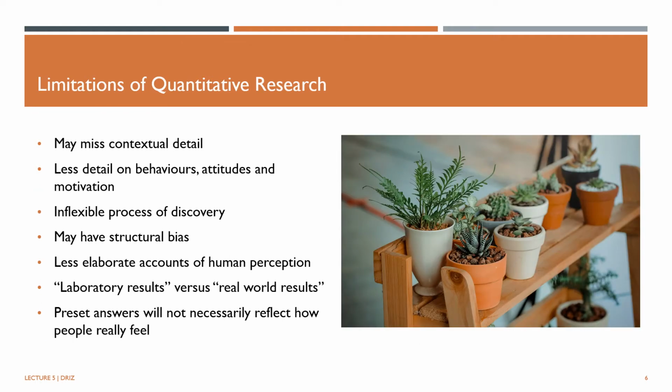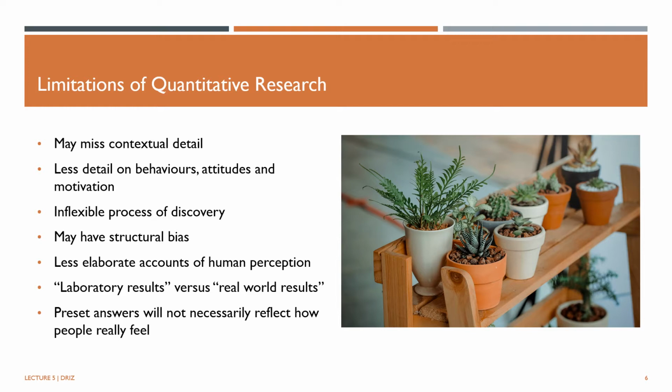Despite its many strengths, quantitative research methods are not without limitations. Some of the limitations with using quantitative methods to study research problems in the social sciences is that, while quantitative data is more efficient and able to test hypotheses, they may miss contextual details and provide less information on behavior, attitudes, and motivation. The static and rigid approach of quantitative research may cause an inflexible process of discovery. The development of standard questions by researchers may lead to structural bias and false representation, where the data actually reflects the view of the researcher instead of the participating subjects.